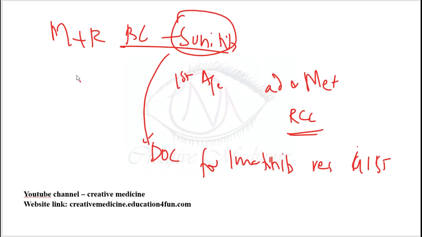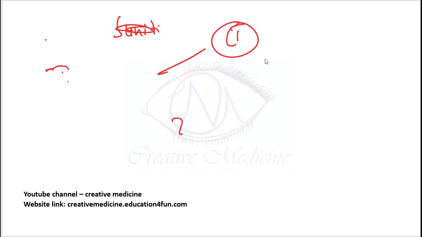So, if you see all the drugs available, first we will see the drugs in chemotherapy. Chemotherapy has two regimens: one with cyclophosphamide, adriamycin and methotrexate.